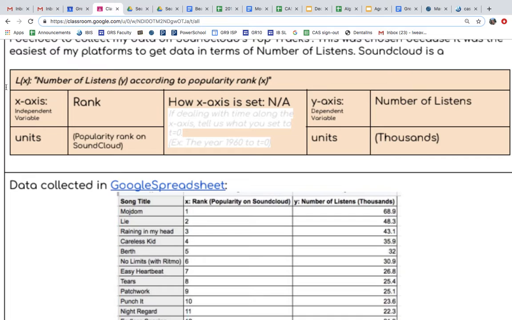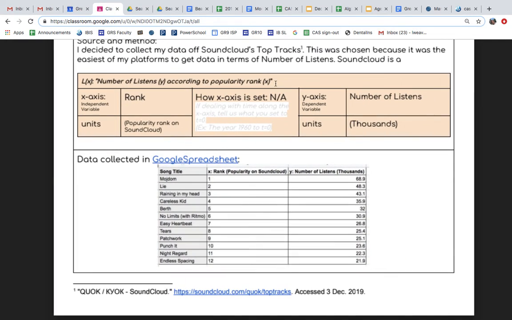And then you get to name your function. So I called mine L of x, number of listens, according to popularity rank x. Remember, function notation is just a fancy way to say y, but it helps us label things a little more clearly.